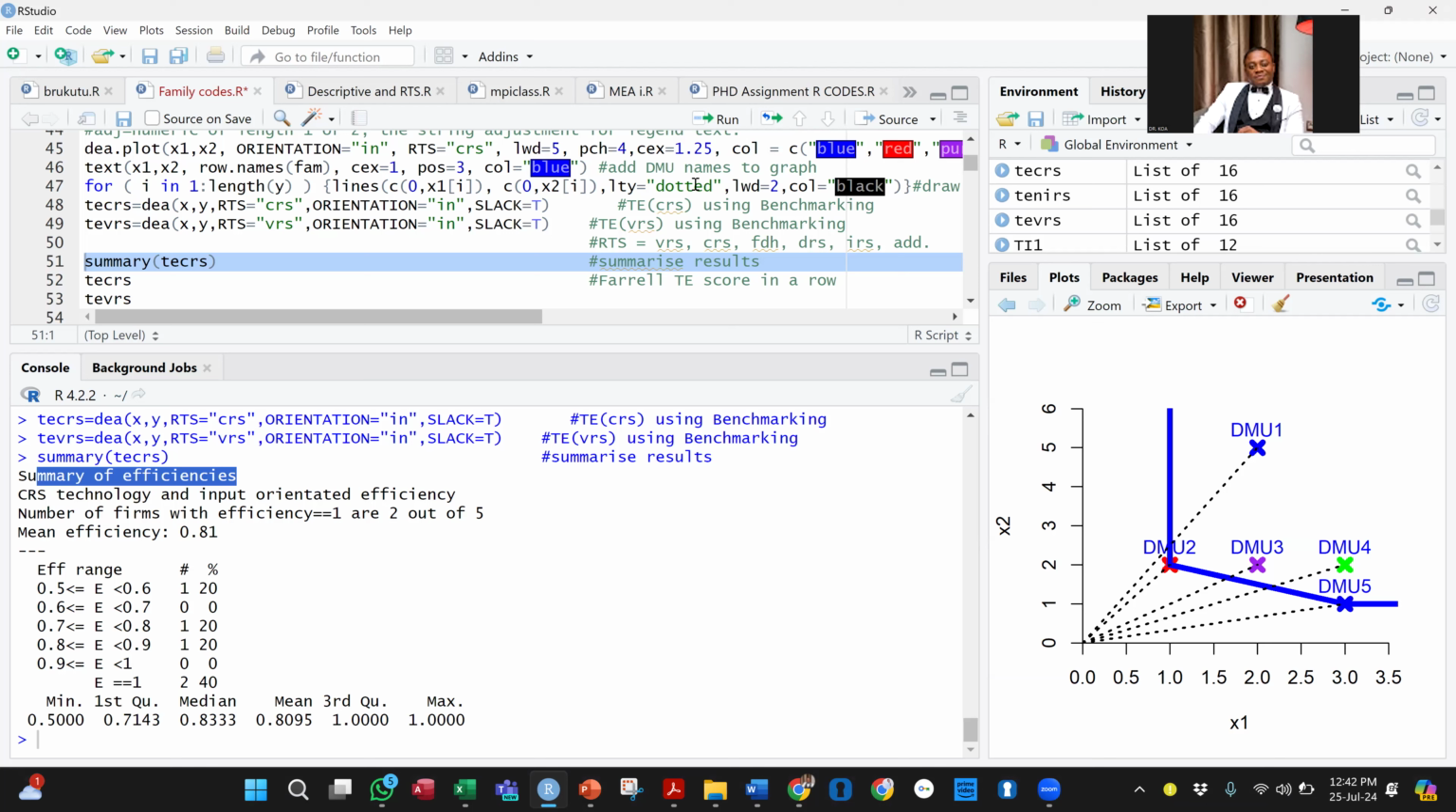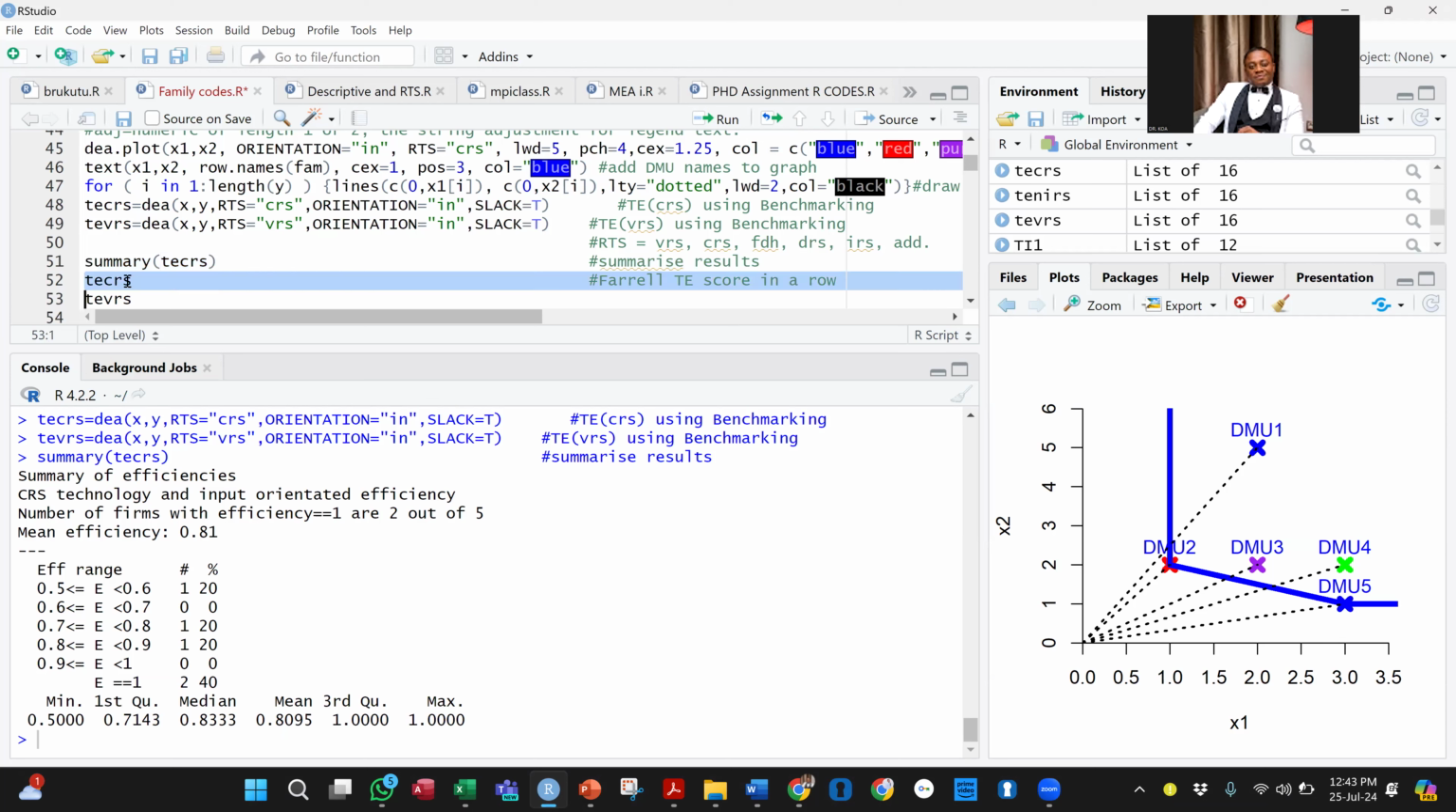Let's go to the range. It gives you a range of those with efficiency between 0.5 and 0.6, and it says the number of them is 1, making 20%. Those with efficiency between 0.6 and 0.7, there's nobody in that range, so it is 0. Then it gives you those with 70 to 80%. They are also only 1, and then the rest. It gives you the mean, the median, the third quartile, and the maximum and minimum values. That's a summary.